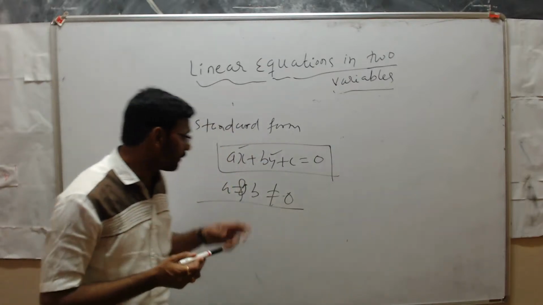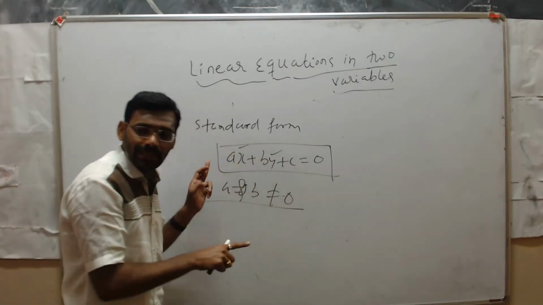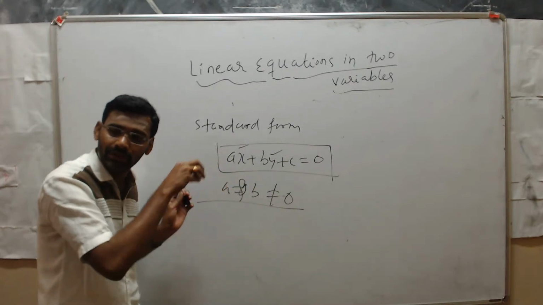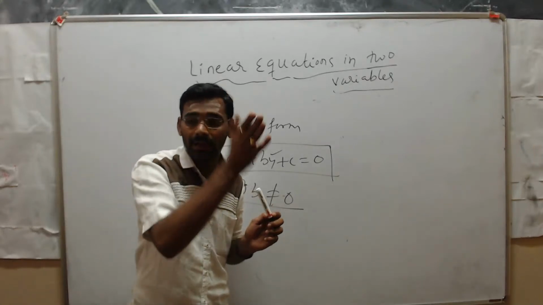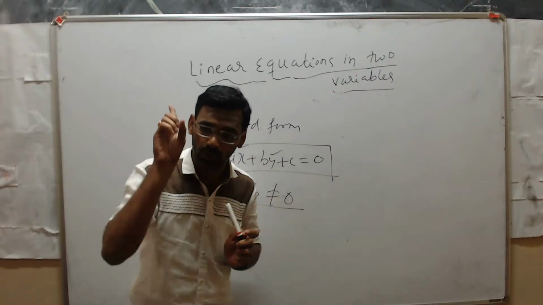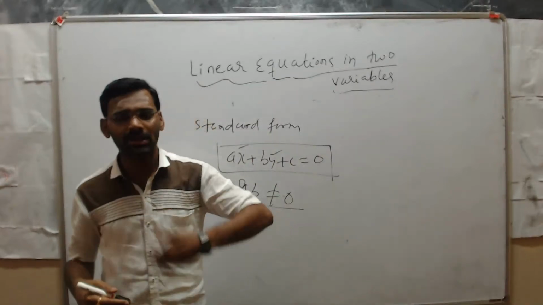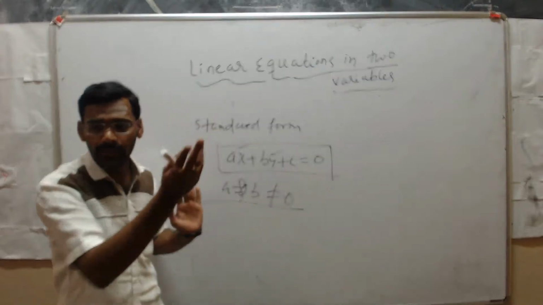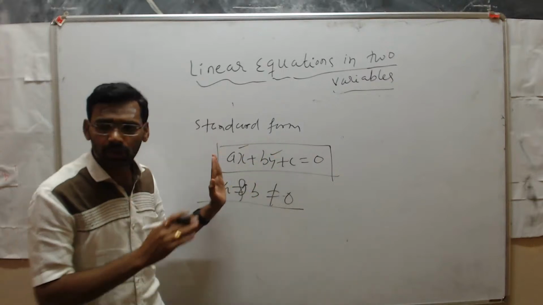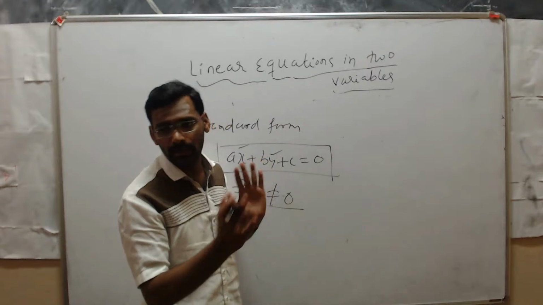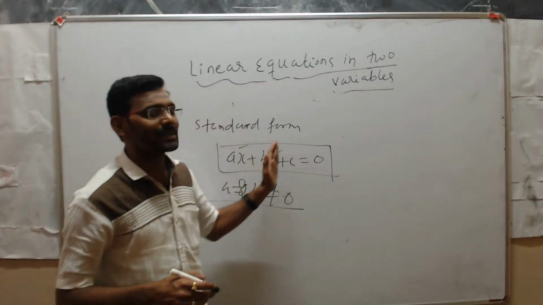Why not equal to 0? If a value is 0, then 0 into x is 0x, and it becomes one variable. If a or b is 0, it does not remain a two-variable equation, it becomes one variable, because anything into 0 is 0. For this reason, in a linear equation in two variables, the coefficient of x and the coefficient of y are always not equal to 0. If a value is 0, x is irrelevant; if b value is 0, y is irrelevant. The variable gets hidden and eliminated. Therefore this is the standard form of a linear equation in two variables: ax plus by plus c is equal to 0.